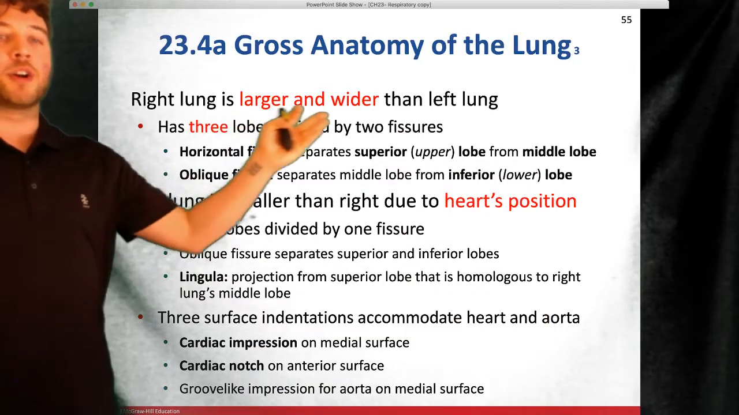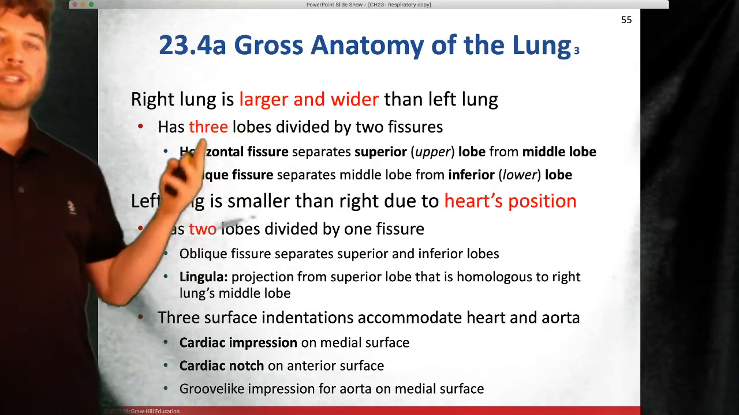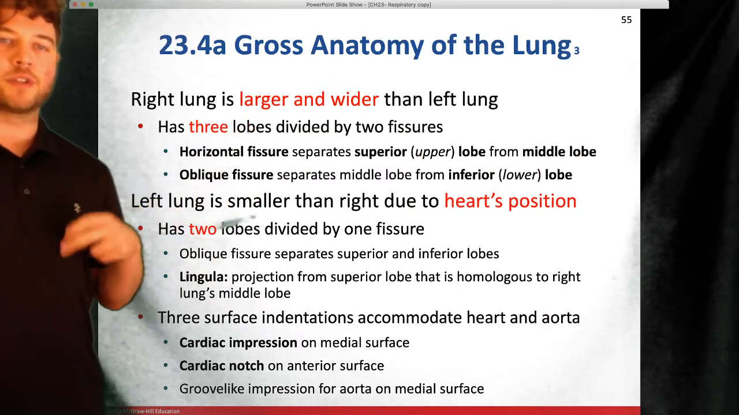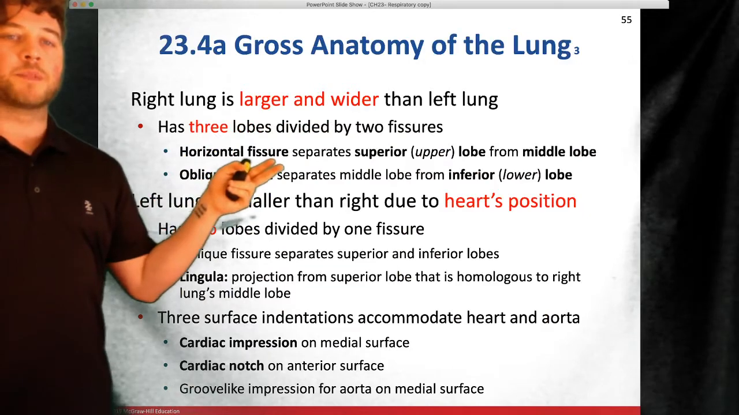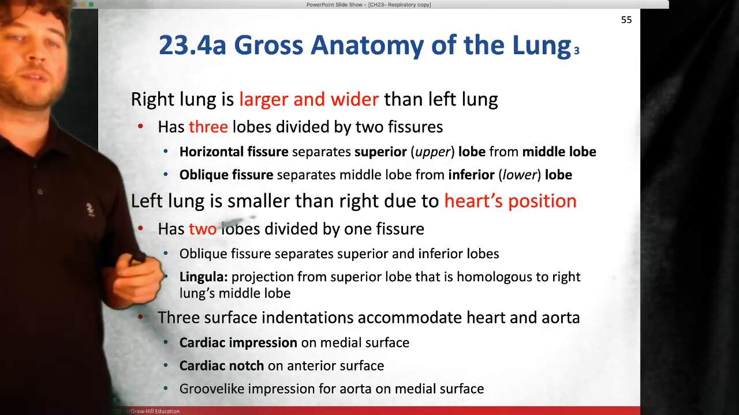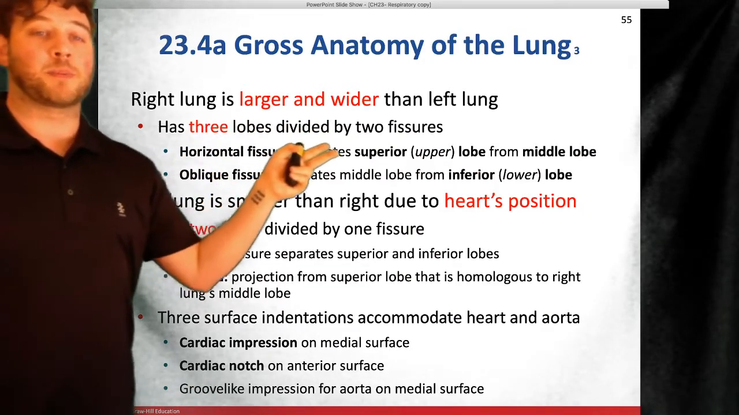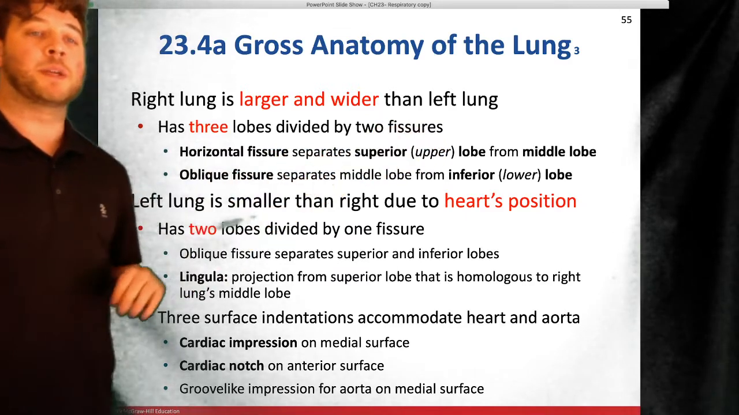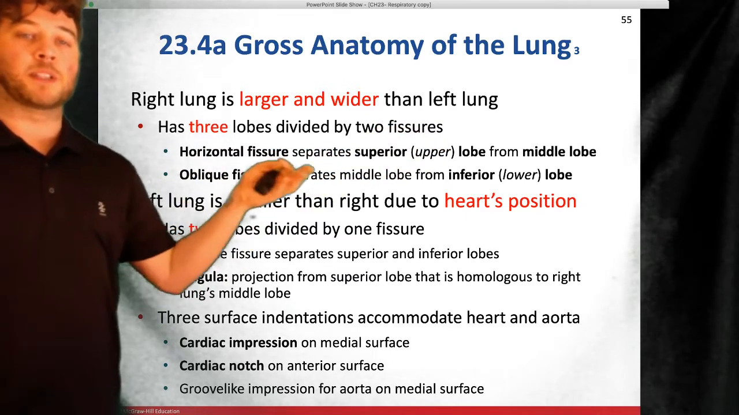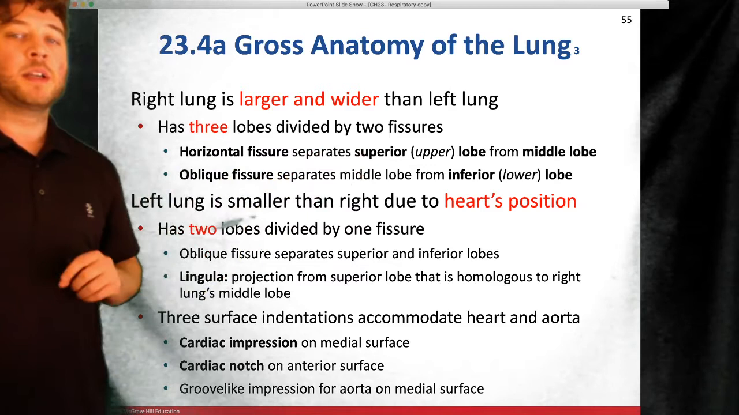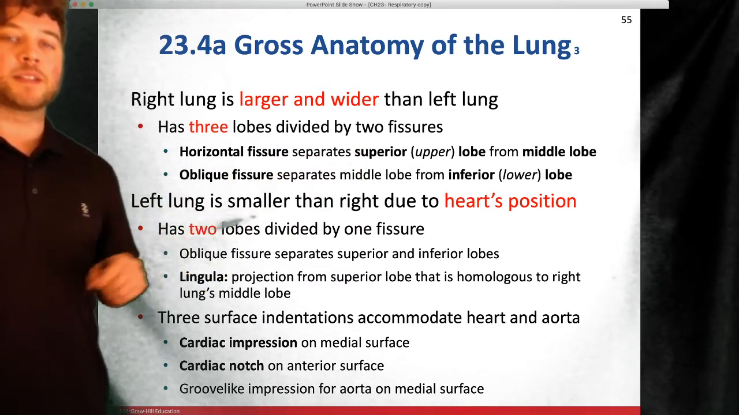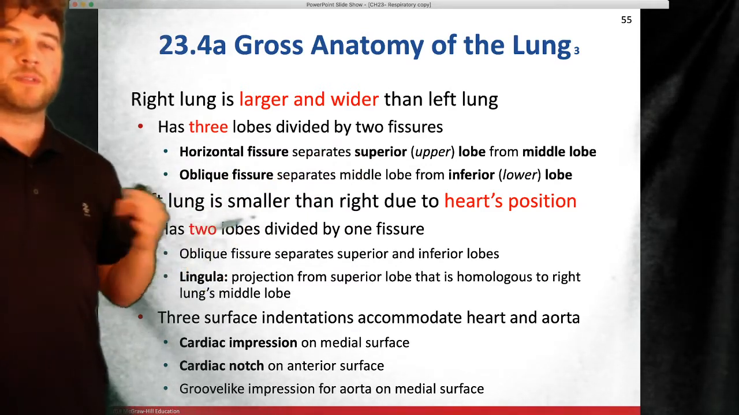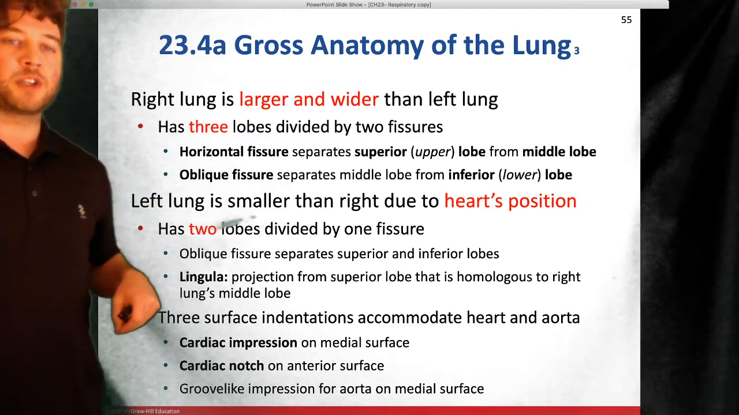The right lung is larger and wider than the left lung. It has 3 lobes divided by 2 fissures. The horizontal fissure separates the superior from the middle lobe, and the oblique fissure separates the middle from the inferior lobe. The left is smaller than the right because of the heart's position. It has 2 lobes divided by just 1 oblique fissure.